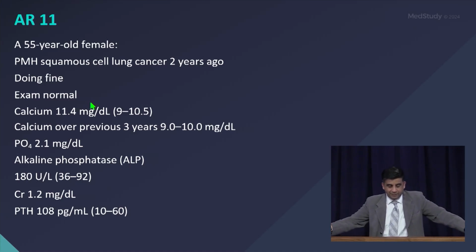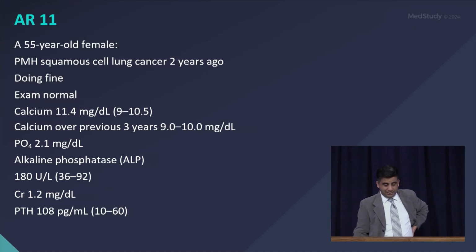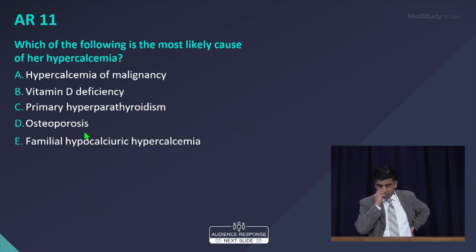A 55-year-old female, past medical history significant for squamous cell cancer 2 years ago, doing fine, exam is normal, calcium is 11.4, calcium previously was 9 to 10, phosphorus is 2.1, alk-phos is 180, PTH is 108. Which of the following is the most likely cause of hypercalcemia? Malignancy, vitamin D, primary hyperpara, osteoporosis, or FHH.